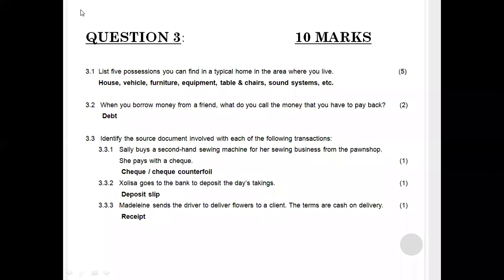So I've put a few there, like possessions. Possessions, remember, are things that you can see and touch, having a value. So it's actually assets that you need to mention to me. So that is house, vehicle, furniture, equipment, table and chairs, and sound systems. In the meantime, look there at the question.